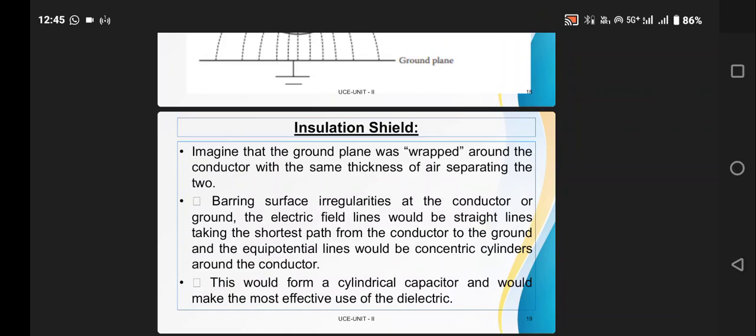Barring surface irregularities on the conductor or ground, the electric field lines would be straight lines taking the shortest path from the conductor to the ground, and equipotential lines would be concentric cylinders around the conductor. This forms a cylindrical capacitor and would make the most effective use of the dielectric.